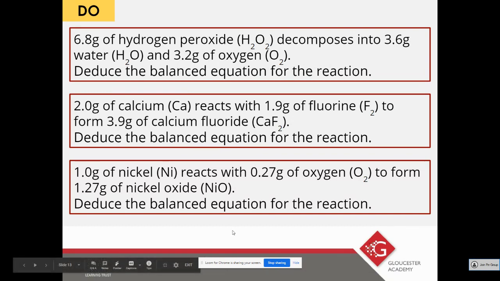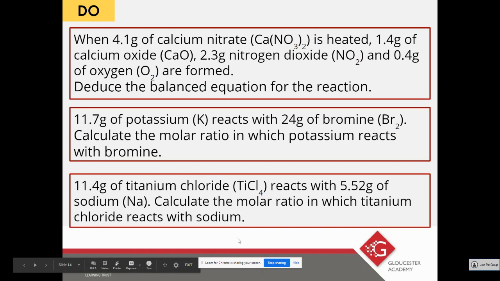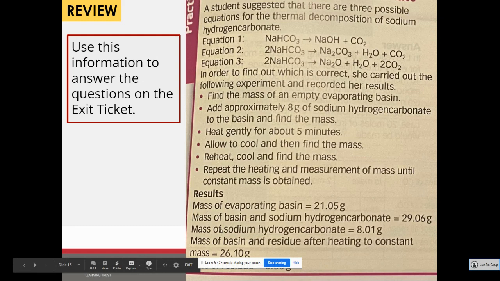Page 2. This is your final task. I would like you to use this information to answer the questions on the exit ticket.